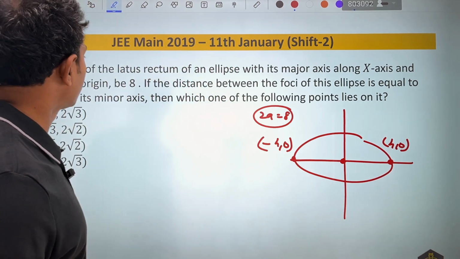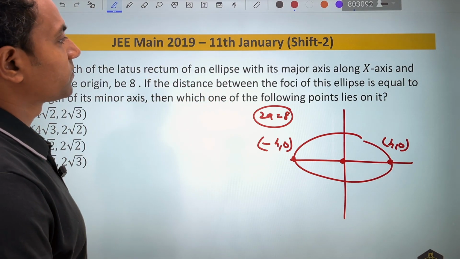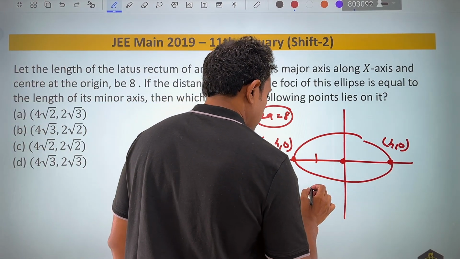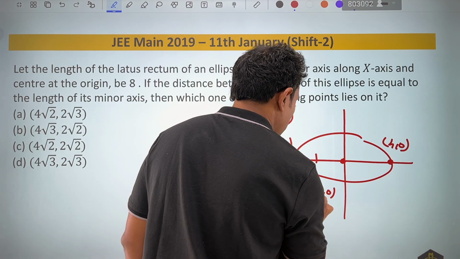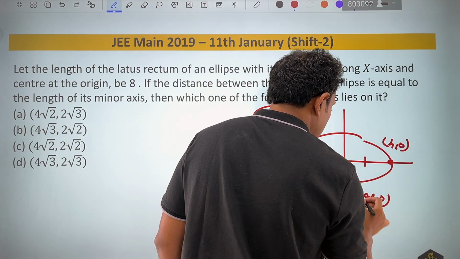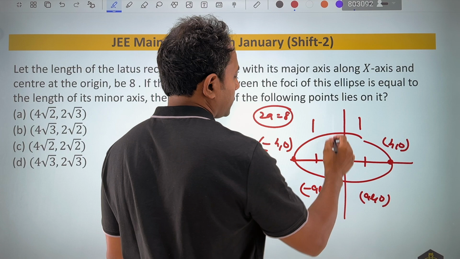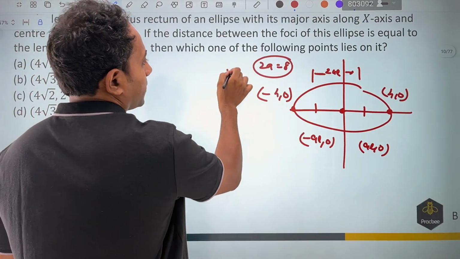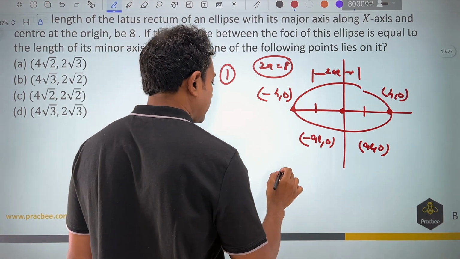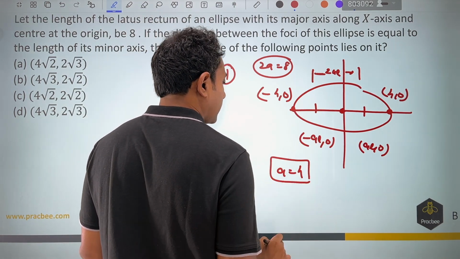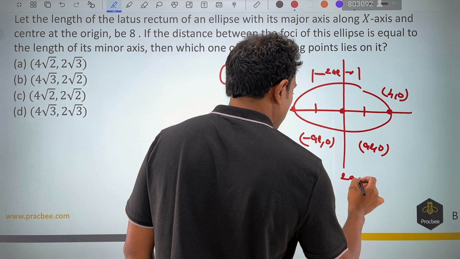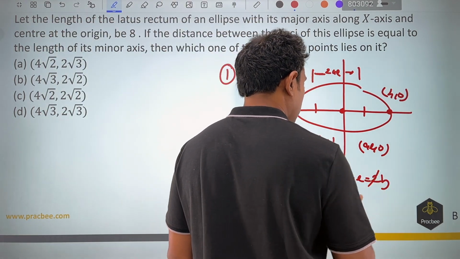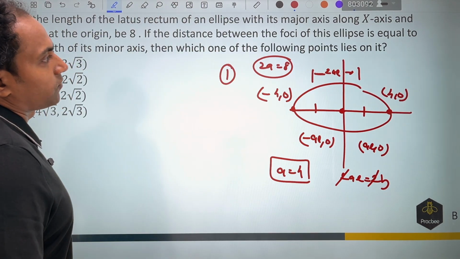Again, not to remind one more, but there are only two vertices. If the distance between the foci of the ellipse is equal to the length of its minor axis. So this is nothing but AE, 0. This is AE, 0. So length between the foci would be nothing but twice of AE. The question says that in the first part, this is given that A is equal to 4. And another thing they have given is basically twice of A is equal to length of its minor axis, that is nothing but 2 times B. Then they are asking which of the following point lies on it.